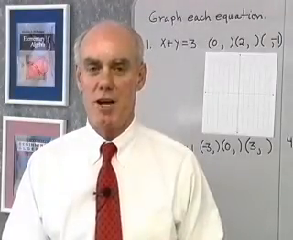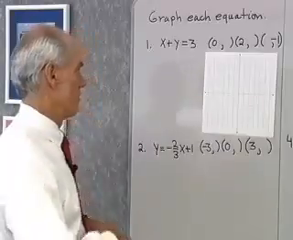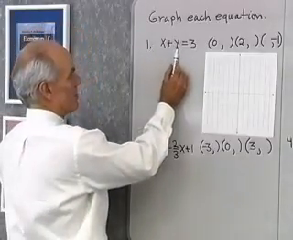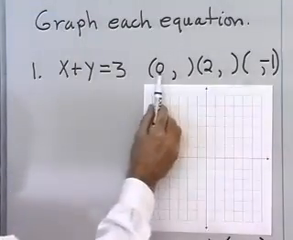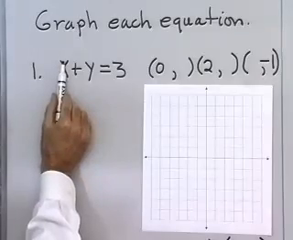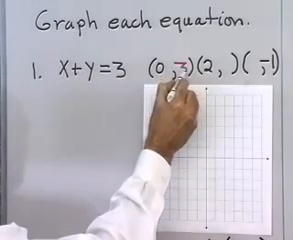In this lesson, we're going to graph some straight lines. In the first equation that we're given, we have some partially filled in ordered pairs. We want to graph x plus y is equal to 3, and I'm going to do that by filling in these ordered pairs. So when x is equal to 0 right here, I have 0 plus y is equal to 3, y must be equal to 3.